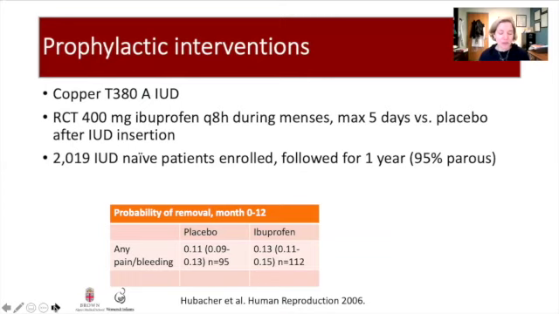For some women, copper IUDs can cause increased menstrual blood loss and pain. Dysmenorrhea is one of the most common causes of IUD discontinuation among copper IUD users. NSAIDs can reduce menstrual blood loss and pain as they counteract excessive prostaglandin release in the endometrial cavity. This study was conducted to determine if prophylactic use of ibuprofen taken during menses could prevent discontinuation of the copper IUD.